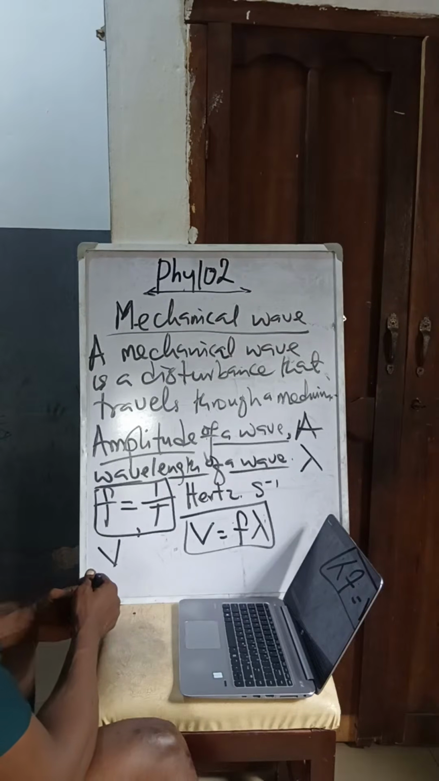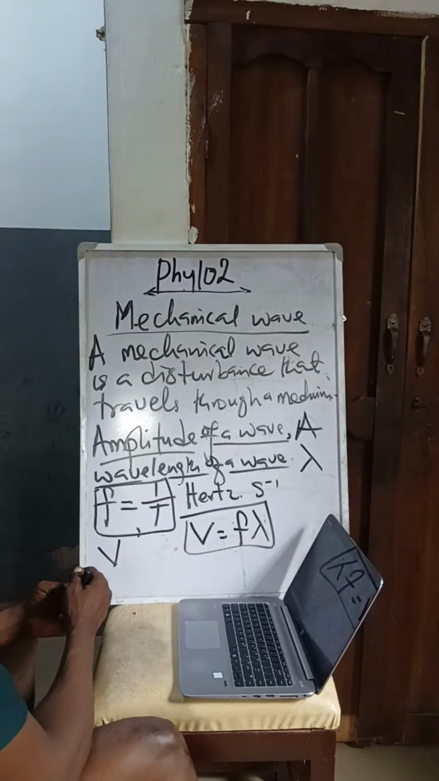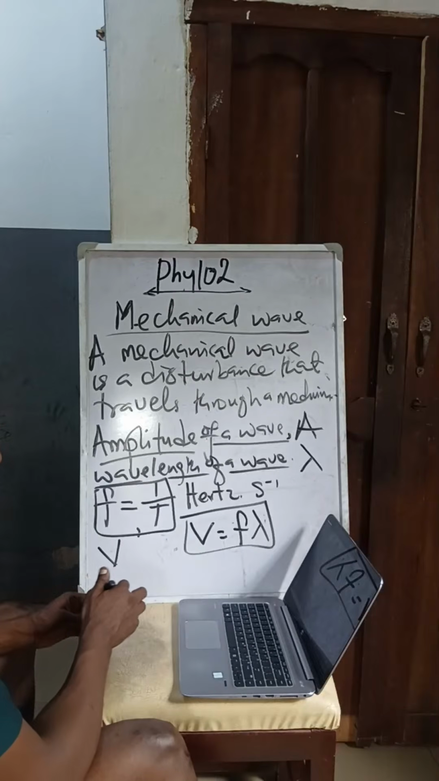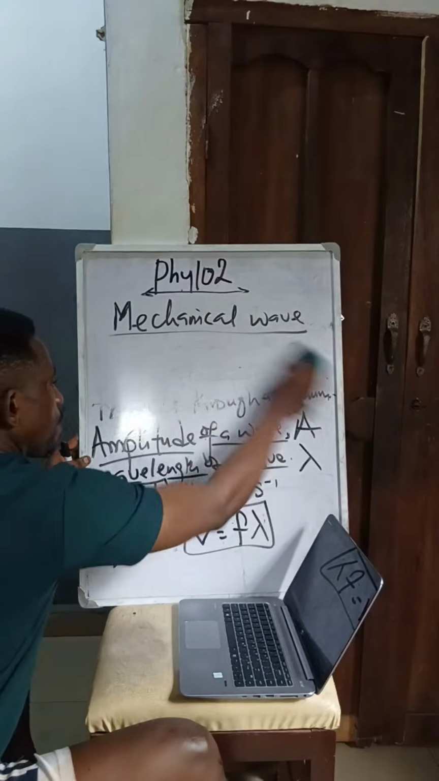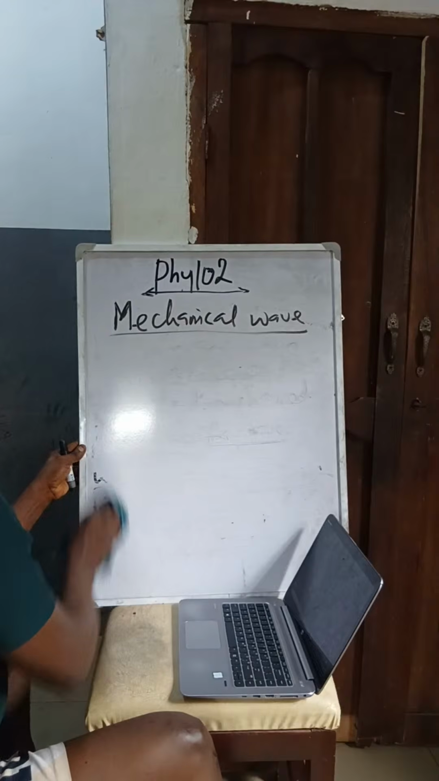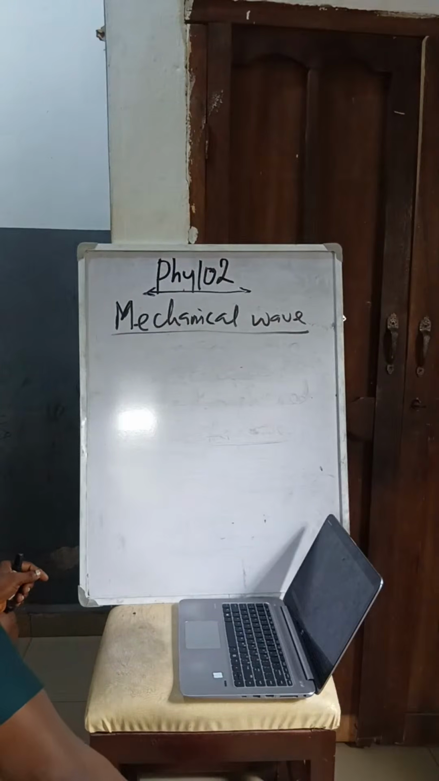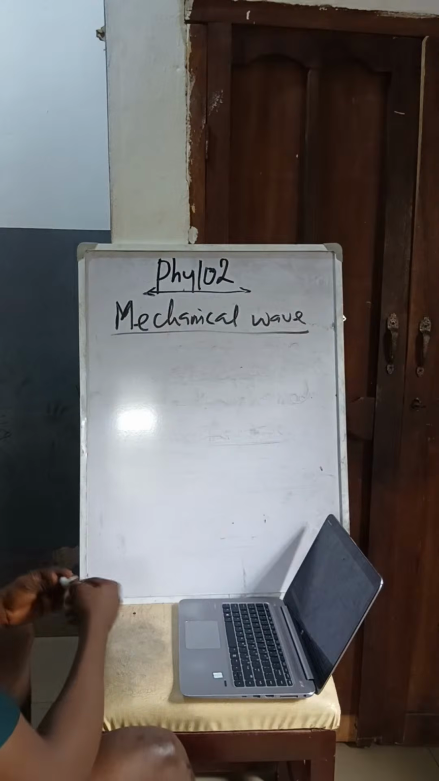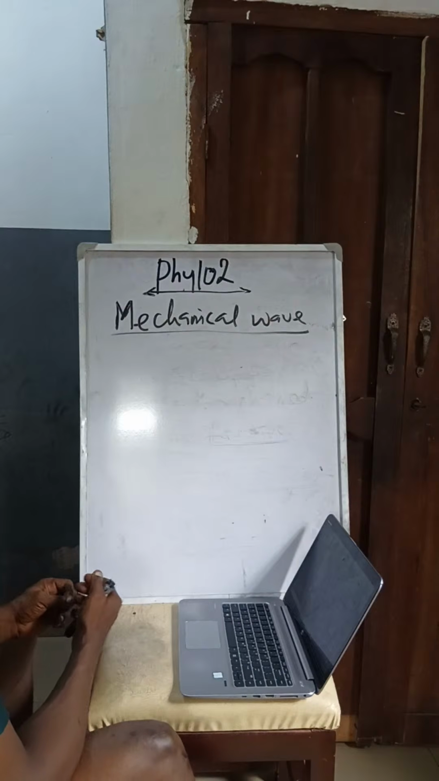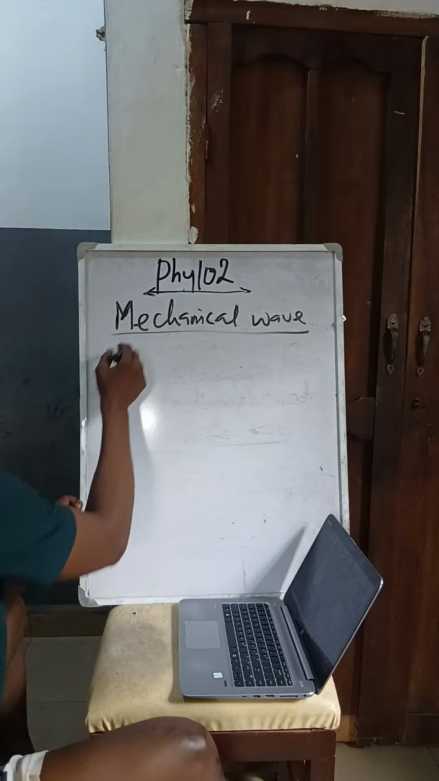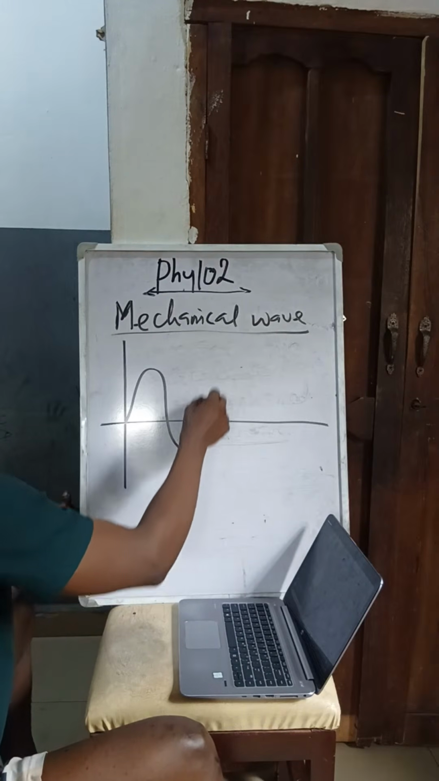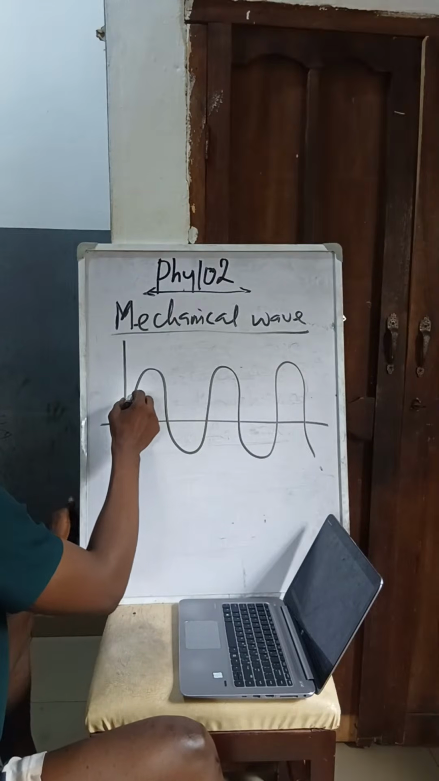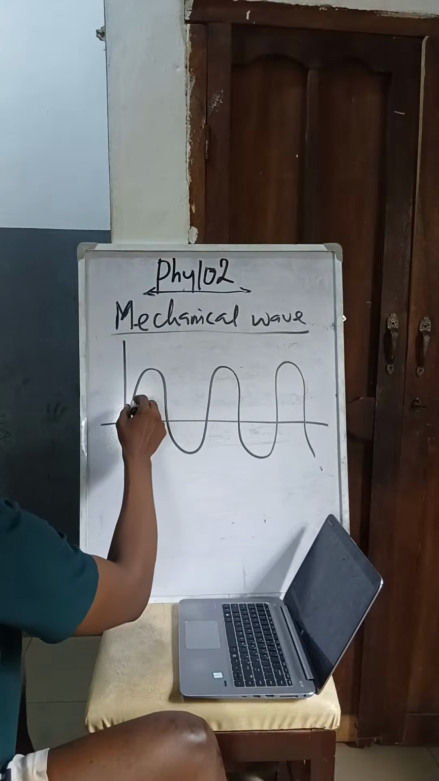What is a transverse wave? A transverse wave is a wave in which the particles vibrate perpendicular to the direction of propagation.